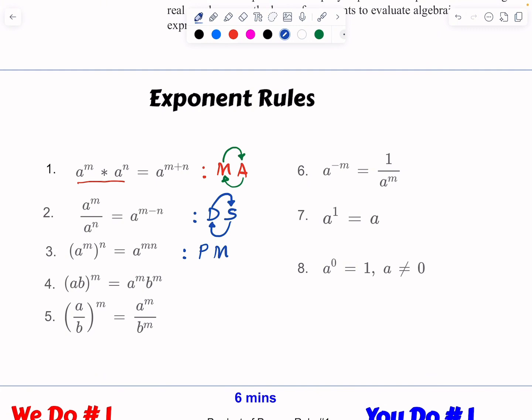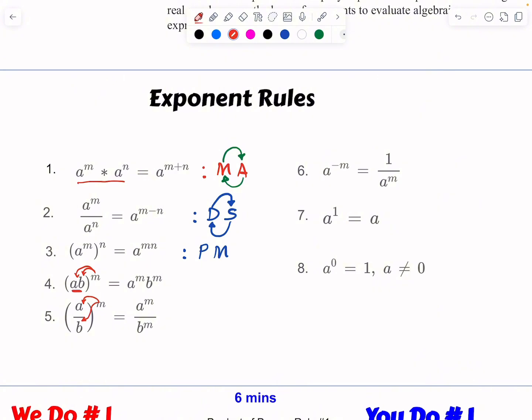Then we're going to see the rest of these properties. For rule number 4, this means that if I am multiplying two things raised to a power, all I need to do is distribute that power. So it's kind of giving that power to each of the terms inside. The other one I wanted us to see is this one too: just give the power to the numerator and give this power to the denominator, just like that.